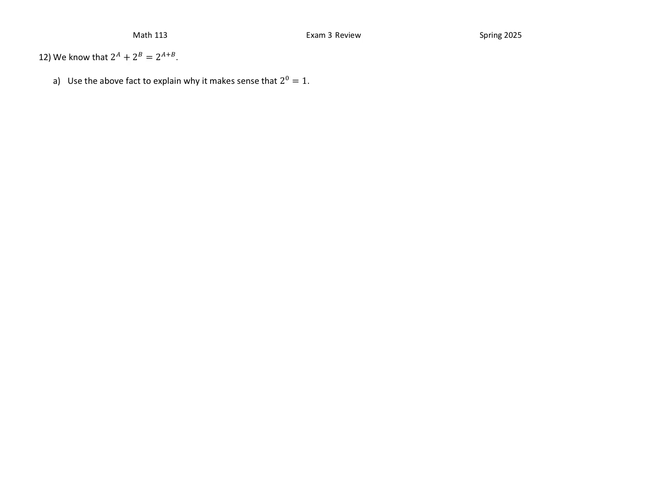We know that 2 to the a times 2 to the b is 2 to the a plus b. Use the above fact to explain why it makes sense that 2 to the 0 equals 1.